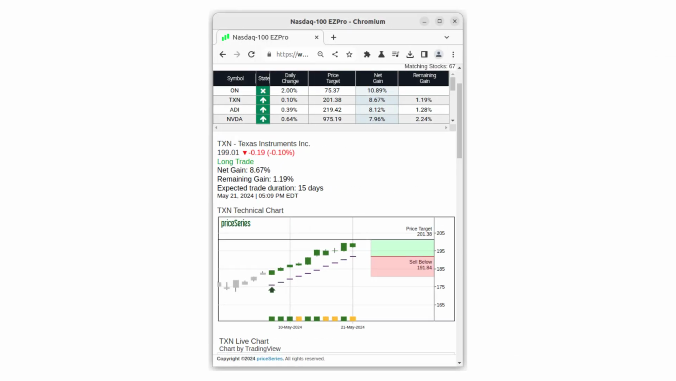Now let's take a look at trade details. You can click on a symbol in the table to look for its trade details. We have clicked on TXN, Texas Instruments. First, we see the summary of the trade that includes the current status and the trade completion time. The technical chart of the trade follows.